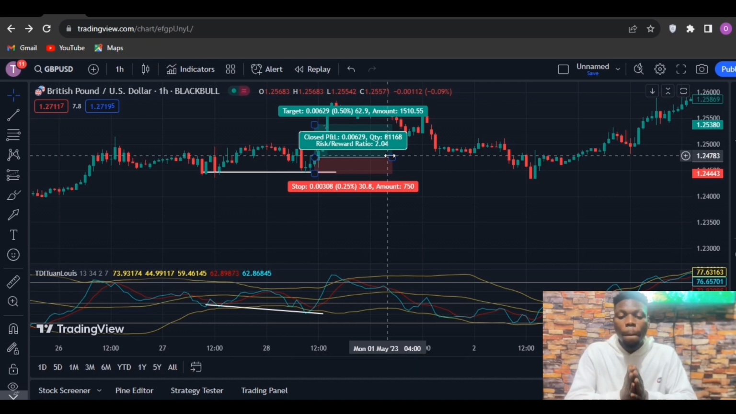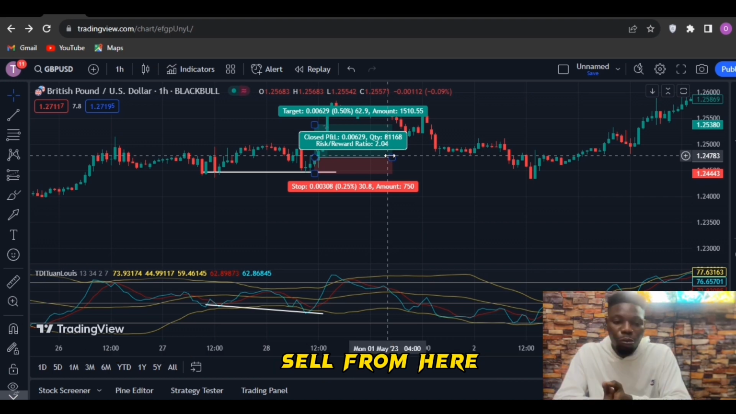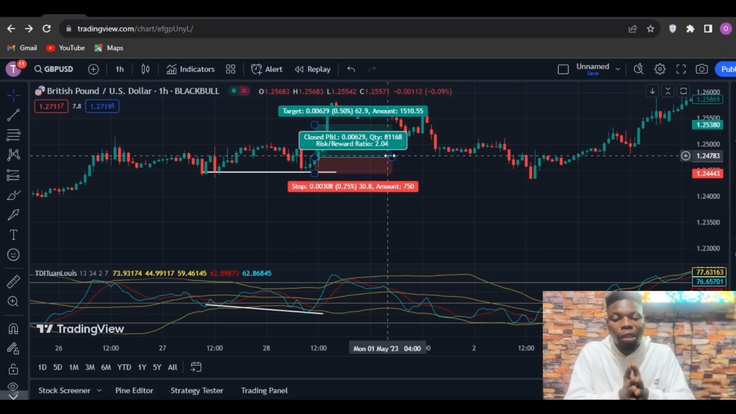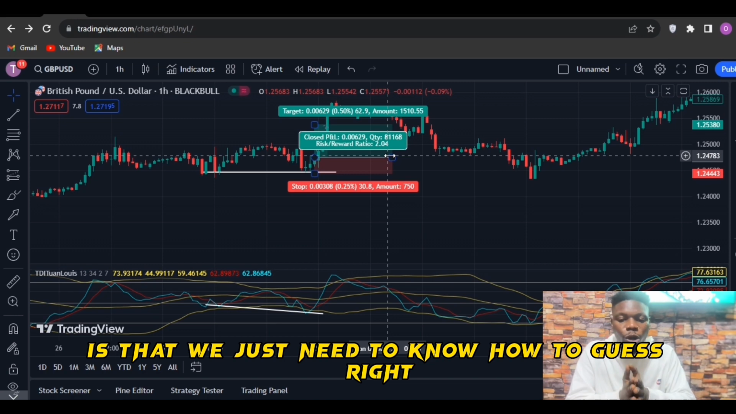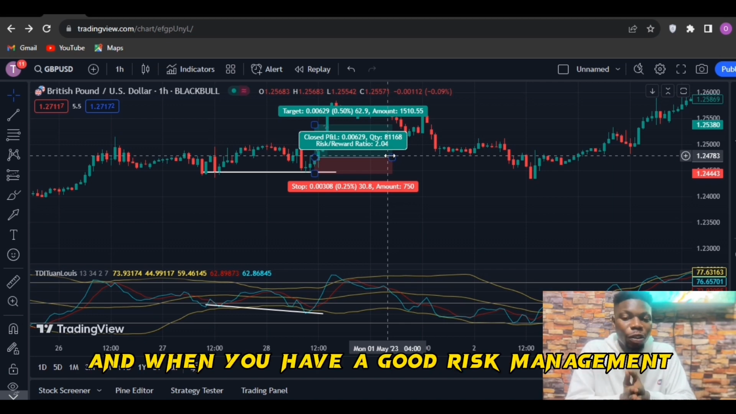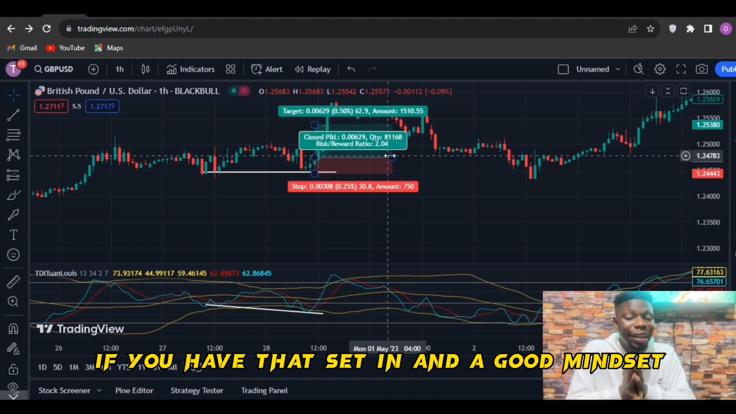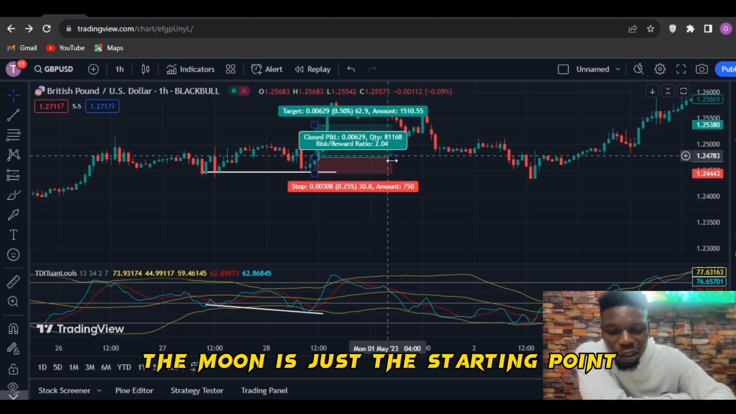Nobody knows 100%. Maybe the market is going to buy from here, sell from here, or do any other thing, or we are just guessing. But every good trader just needs to know how to guess right. And how do you know how to guess right? When you have a good strategy and good risk management. You understand? If you have that setup and a good mindset and psychology, if that is ready, the moon is just the starting point. You understand?